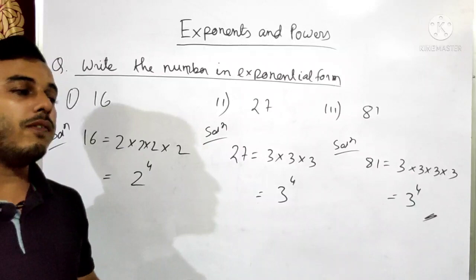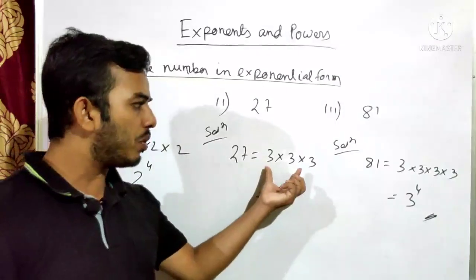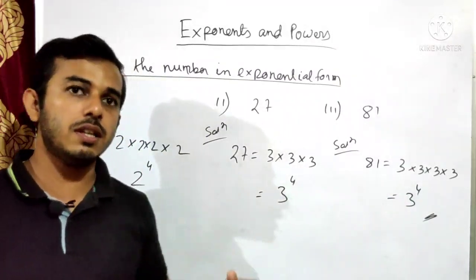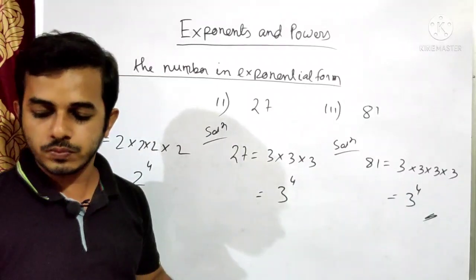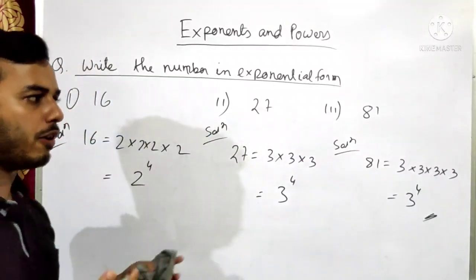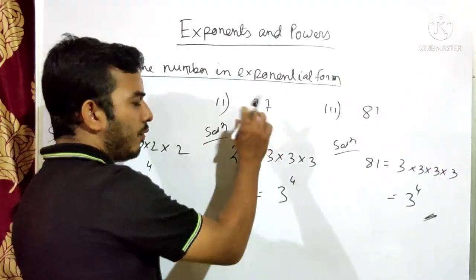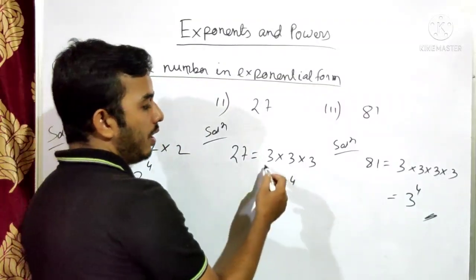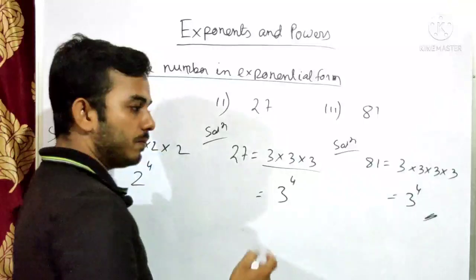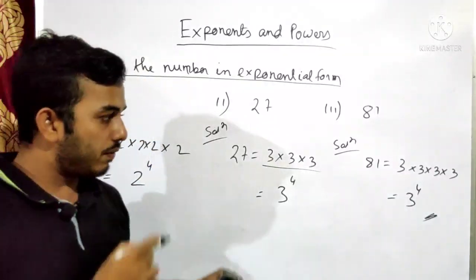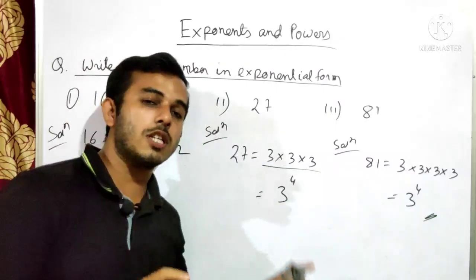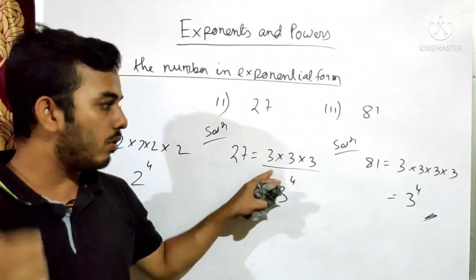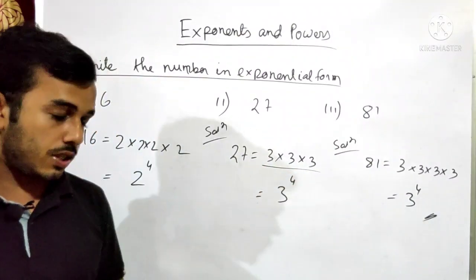Clear? Okay. Now if a number is in the expanded form, how do we express it in the exponential form? Let's have a look. If we know how to express a number in the exponential form, we can easily write the answer even when the question is in expanded form, because this is the midway. We have already solved such type of questions, isn't it? Okay.